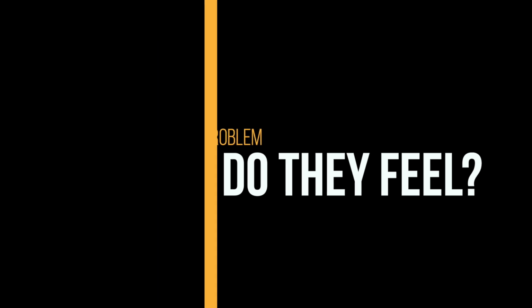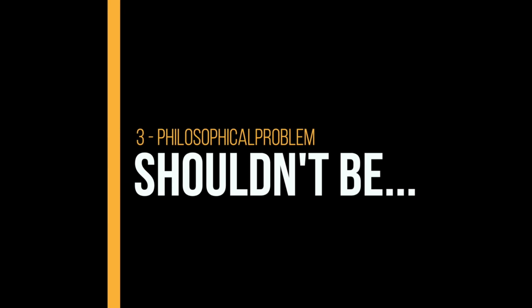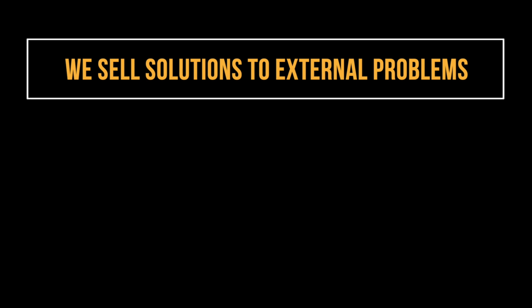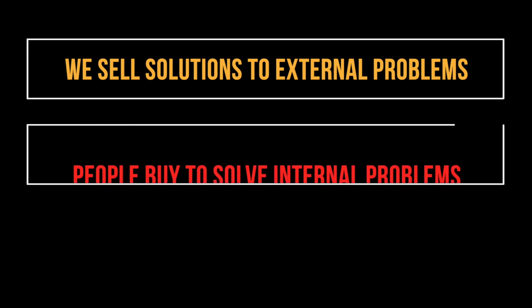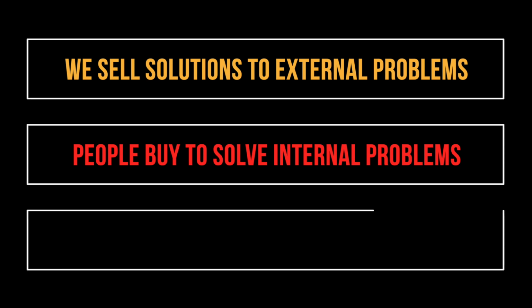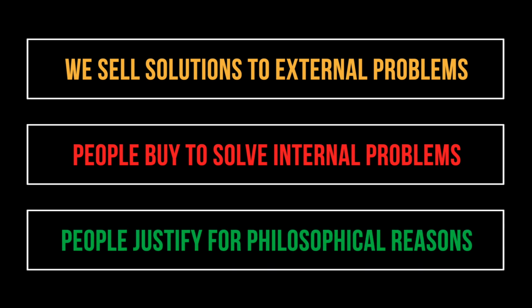So the first part is, what do I say? The second part is, how is that making me feel? And the third part is the philosophical issue. Philosophical is more like, it shouldn't be like this. I don't deserve this. Here's how you explain this from a business standpoint. Companies sell solutions to external problems, but people buy solutions for internal problems, and they justify it for philosophical reasons.